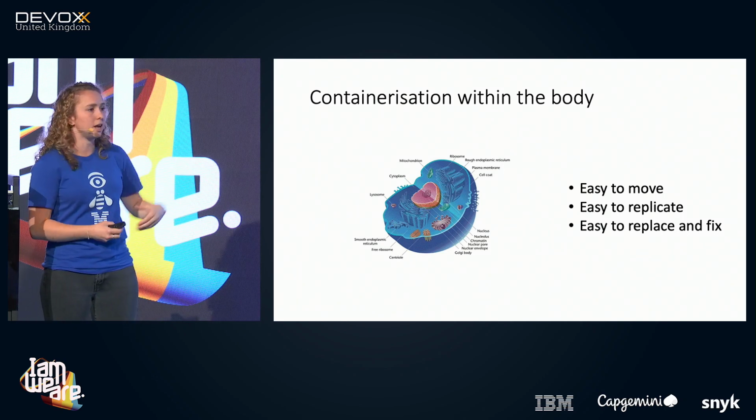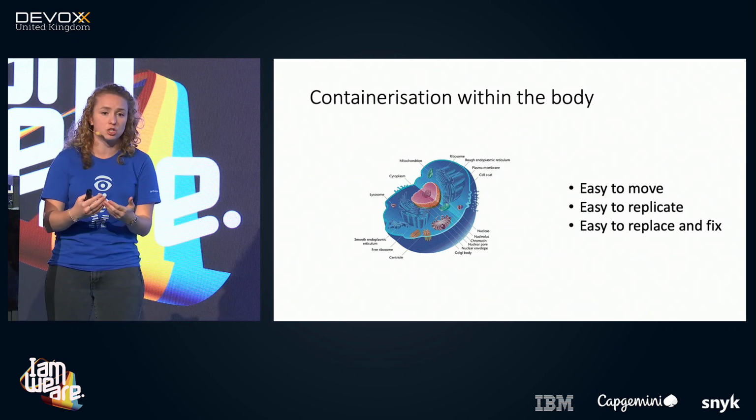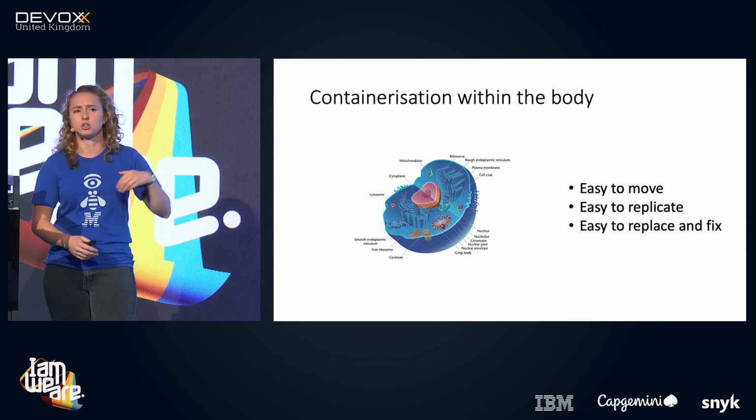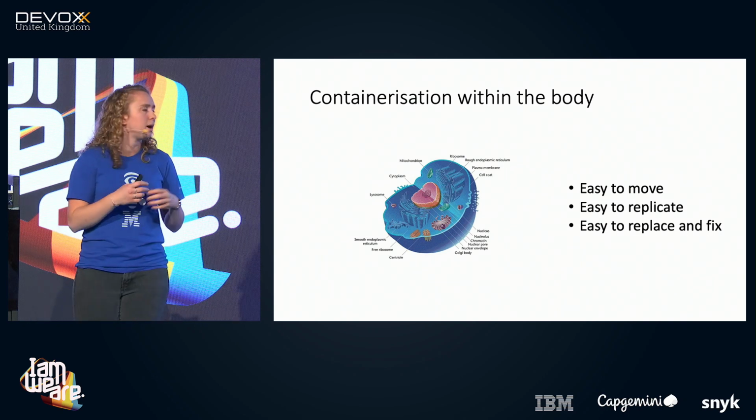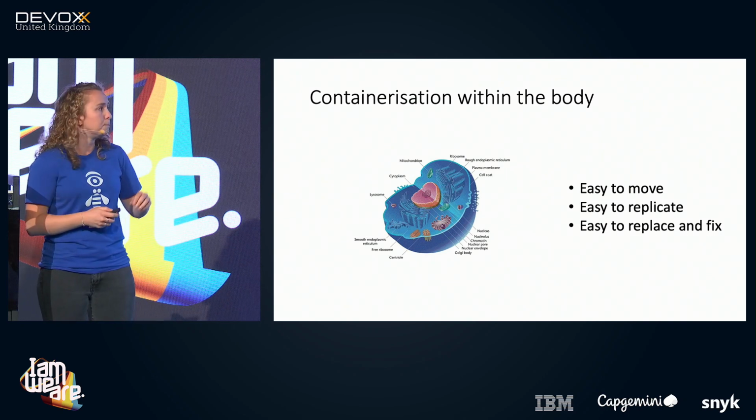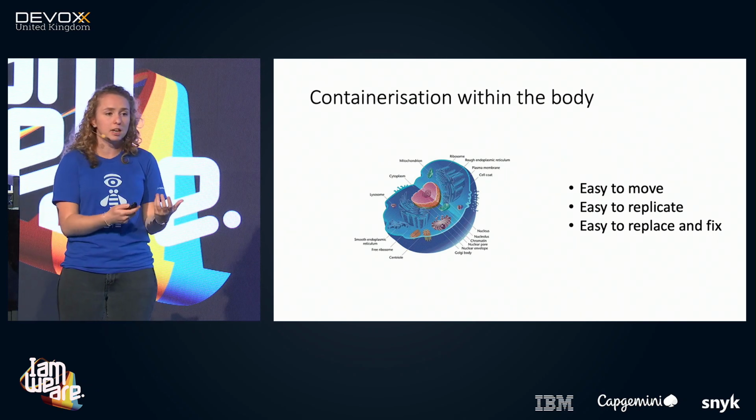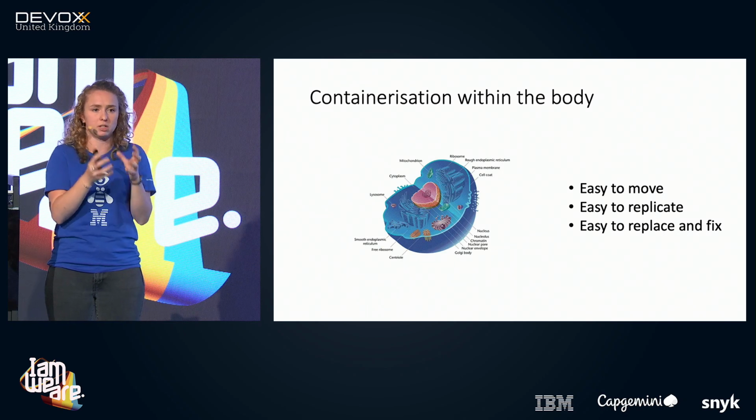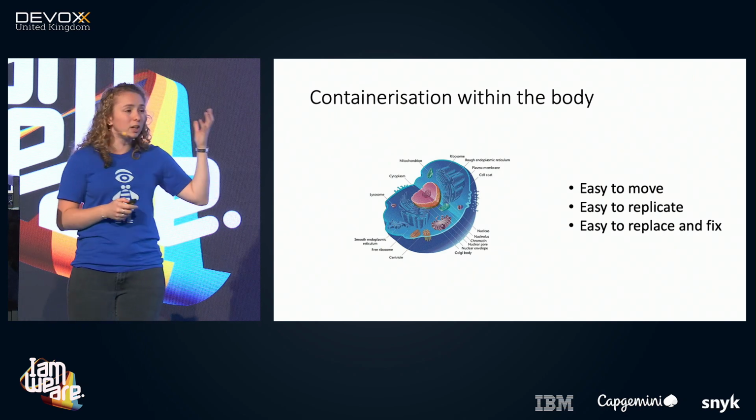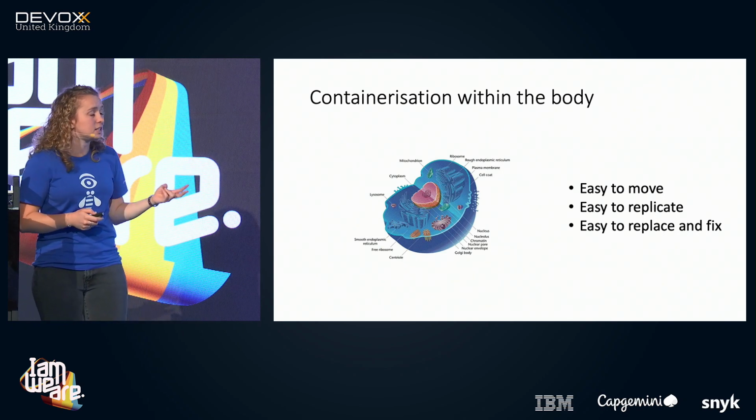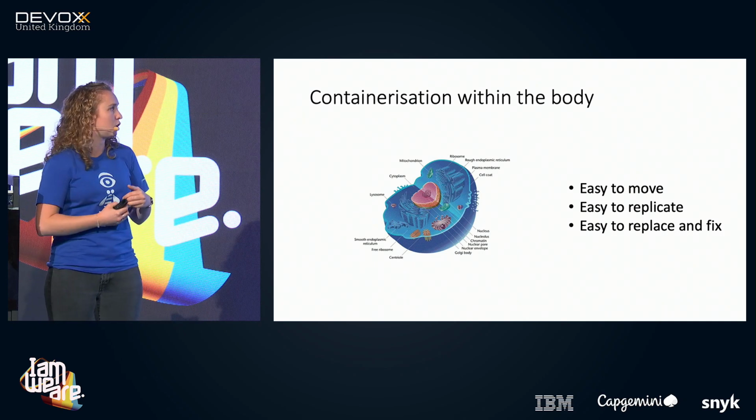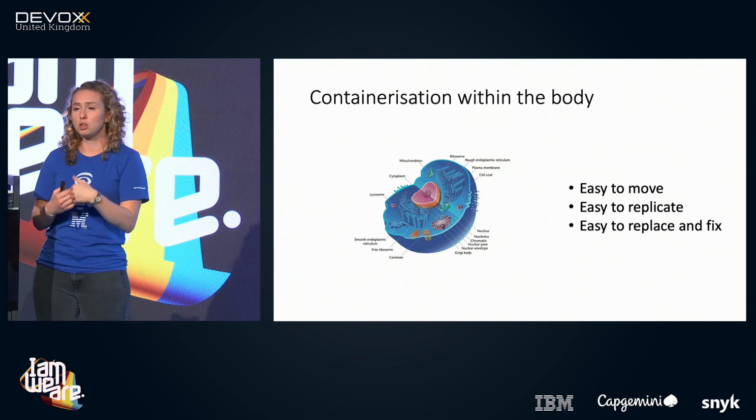So within the cell, we have the instructions for what that cell needs to do, and that's within our DNA. So if it's a skin cell, it's got the skin cell-specific DNA, and if it's something else, it's got something else. It's also got everything we need to provide energy to that cell. So everything that we need is really neatly packaged within this container of a cell wall, essentially. What that means is that it's really easy to move it, it's really easy to replicate it, and it's really easy to fix it.